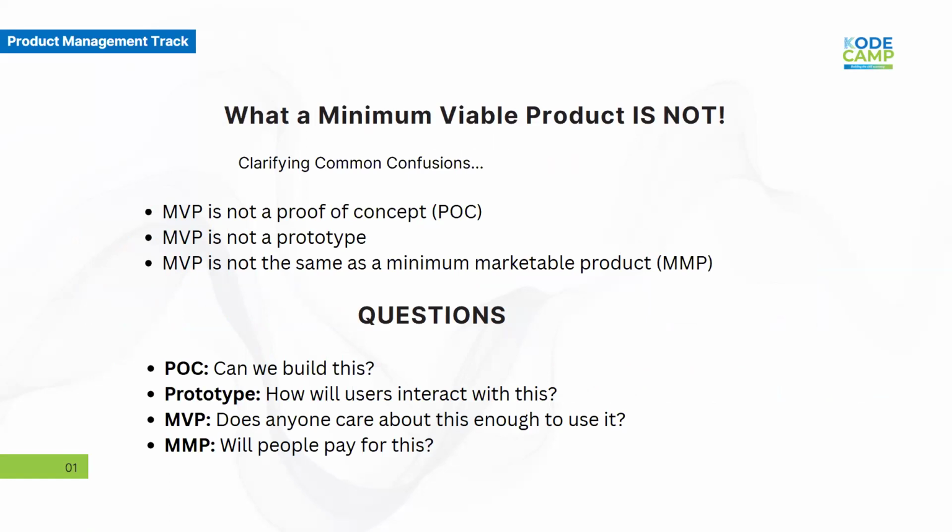Now we know what an MVP is. Let's look at what it is not, right? Because this is where I see a lot of confusion, even among people who have worked in product management for a while. First, an MVP is not a proof of concept, or what we often call POC. A POC is all about technical feasibility. It's about answering the questions that people have, especially people on your team. Questions like, can we build this? Is this technically possible? And so on.